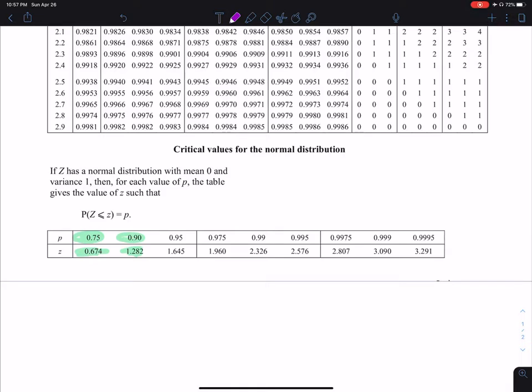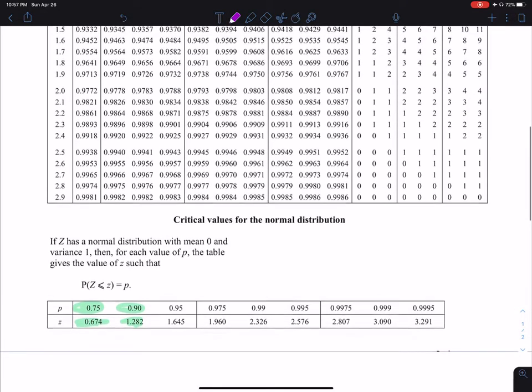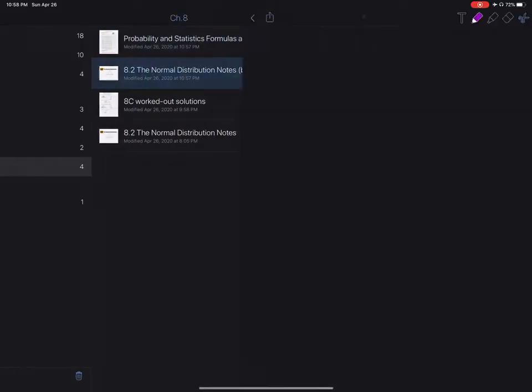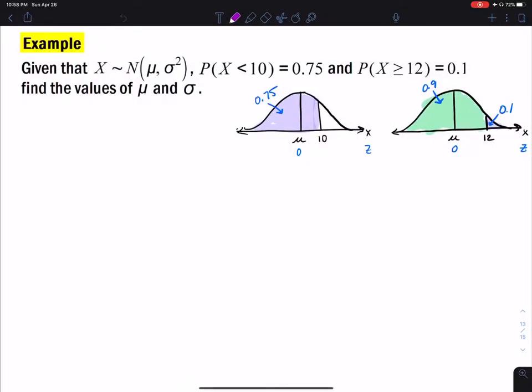And so the more you guys practice this, the more you're going to start to recognize those numbers, and you will kind of go to that piece first. So always check those critical values before you dive in to finding a z-value when you're given a probability.